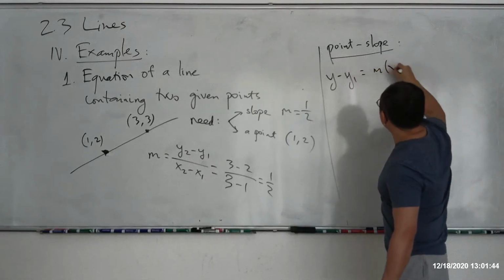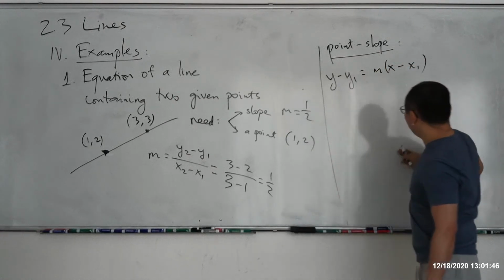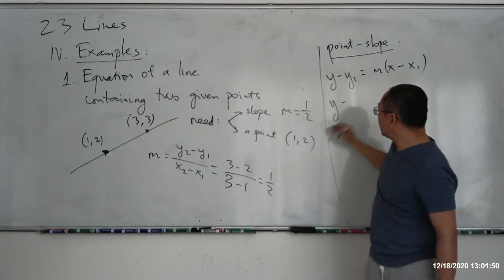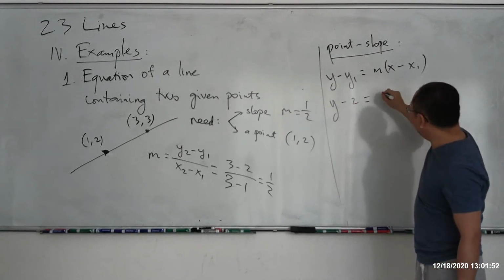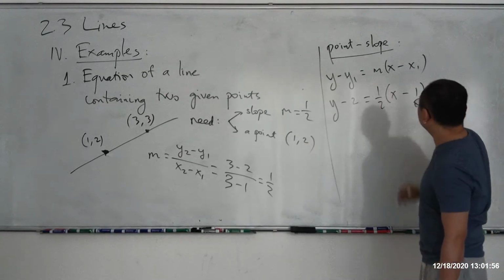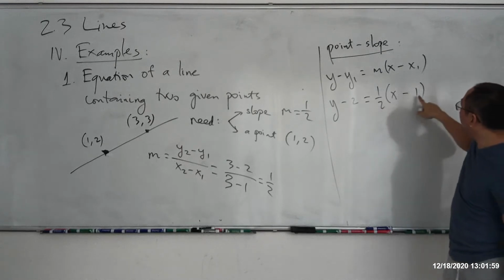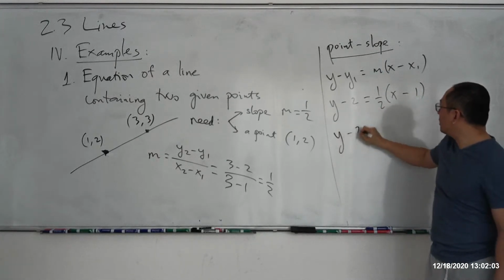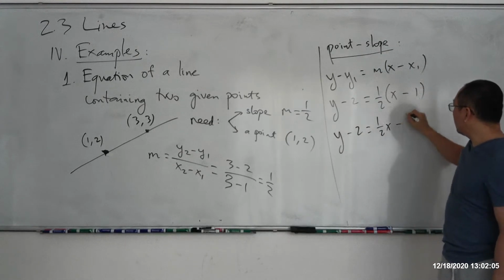equal to m times x minus x1. Now plug them in. Y minus y1 is 2, equal to m, which is 1/2, times x minus x1, which is 1. You see? M is 1/2, and the point is x is 1, y is 2. And then simplify. Y minus 2 equal to 1/2 of x minus 1/2.